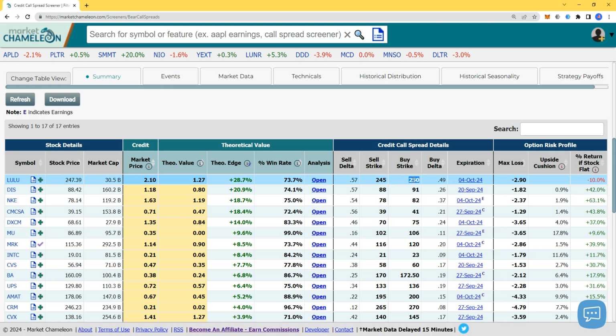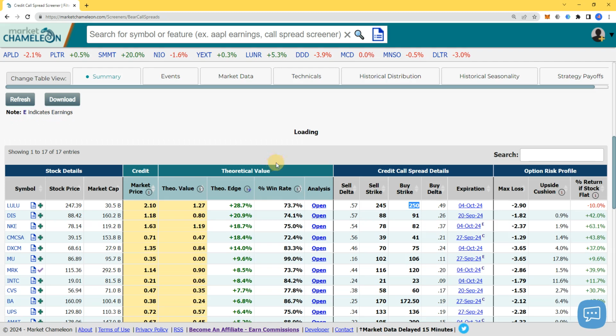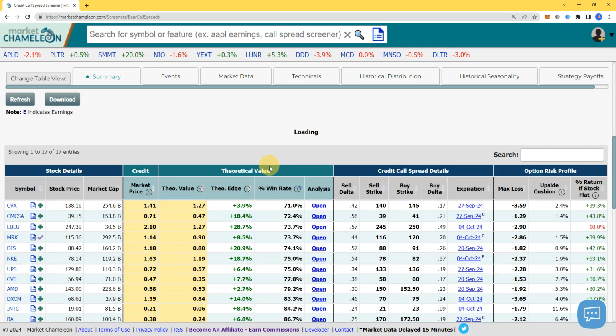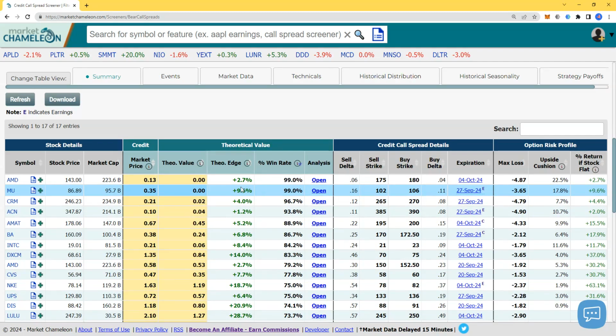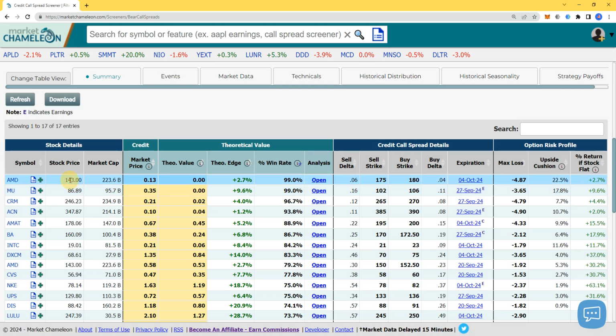Let's find something that's already out of the money, and in order to do so, if you want to be safe, you go by a high win rate, but then the edge is lower. And you see this 99%, 99. Let's check this one. AMD 143 right now, 223 billion market cap. And the trade itself, look at this, 143. You sell the 175. That is insane.